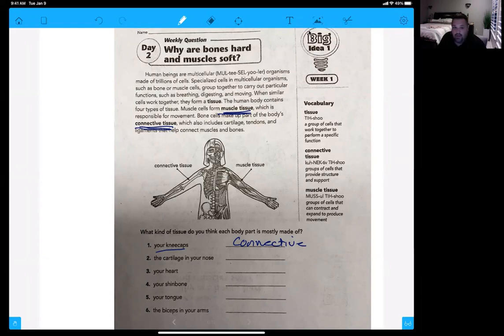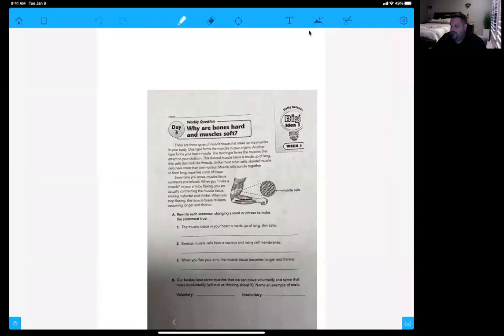For example, another one, your heart. I know it seems weird, but your heart is a muscle. In fact, it's probably your most important muscle. So go through. You're allowed to use the internet. You're allowed to research these. Take a look at the next page.